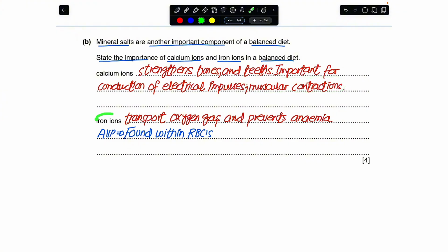If we talk about the iron ions, we know very well that they are available within the red blood cells, and they bind with the oxygen gas and transport it. The other point would be that they help prevent anemia, where the red blood cells become deficient in the body. As another valid point, you could say that this iron ion is found within the red blood cells, because the presence of the iron ion within the red blood cells is also the importance of it.